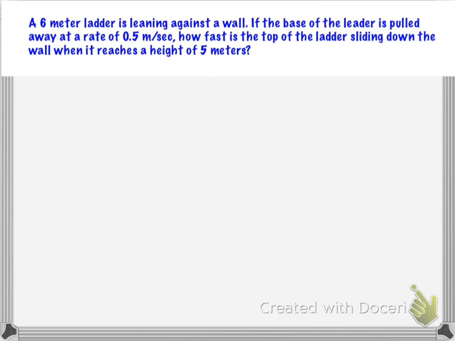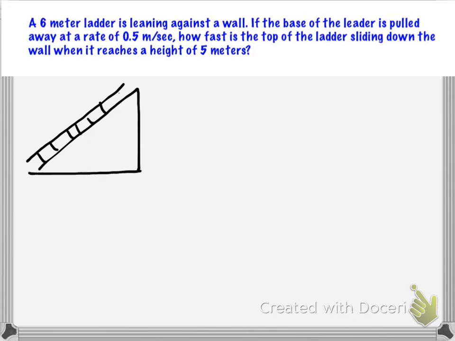So we want to start by drawing a picture. In this case, we have a 6-meter ladder that's leaning against a wall. And we are making some assumptions. We're assuming that the wall is perpendicular to the ground and that the ground is level.